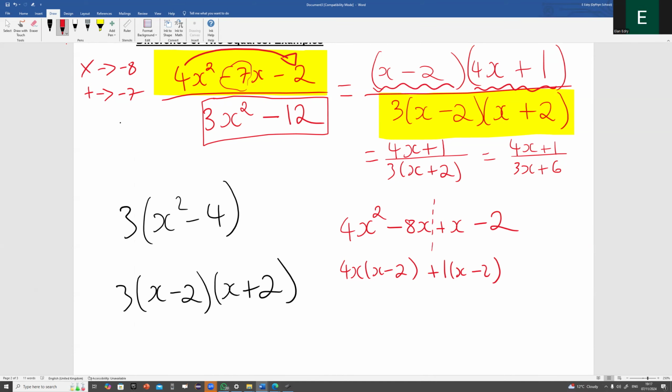And you can see this time the x minus 2 factor will cancel, leaving you with 4x plus 1 on the top and 3 times x plus 2 on the bottom, which if you wanted to, you could expand the bottom to get 3x plus 6, and that would be your answer. So if you did the extension, that's what we should get. Okay.